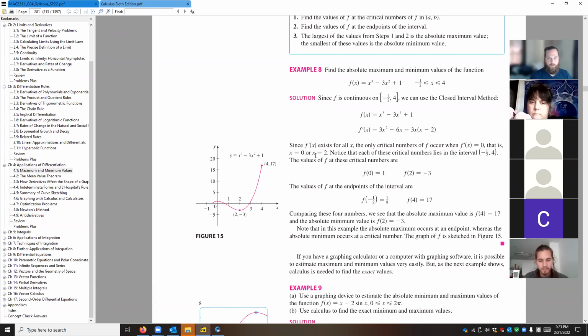So we've got x cubed minus 3x squared plus 1, and we want to look on the closed bounded interval -1/2 to 4. Let's say find absolute extrema for f of x equals x cubed minus 3x squared plus 1 on the closed bounded interval -1/2 to 4.